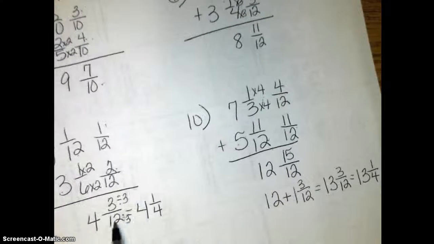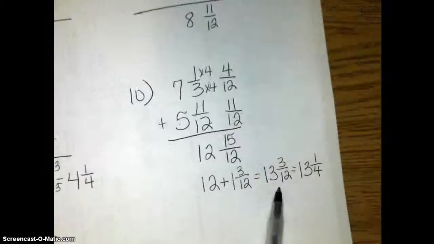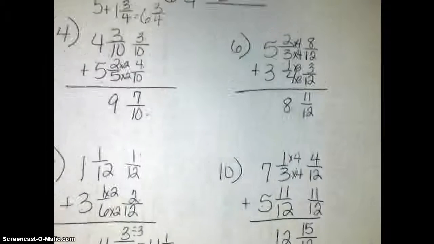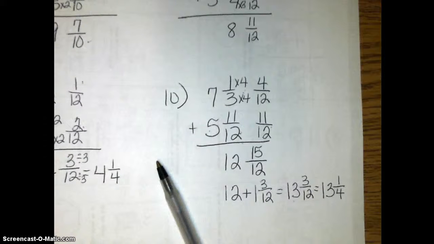Again, the same reason is we simplified just like we did over here in number 8. So 13 1/4. So those are the answers for the first 5 problems. So hopefully using that information, you can do the remainder of the problems that you have left to do. Okay? Thank you so much.